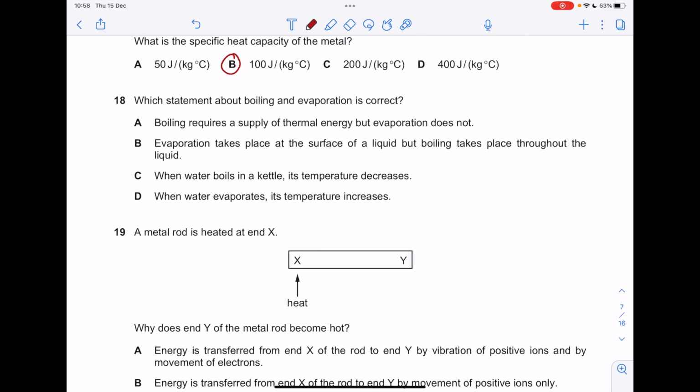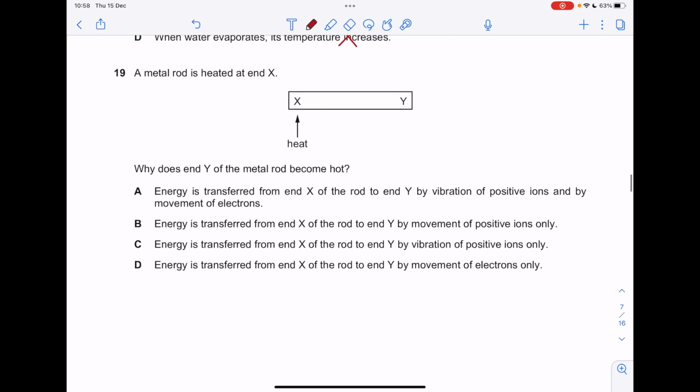Which statement about boiling and evaporation is correct? Boiling requires a supply of thermal energy, but evaporation does not. That's false. They both require a supply of thermal energy. Evaporation takes place at the surface of a liquid, but boiling takes place throughout the liquid. Yeah, that's actually the main difference between evaporation and boiling. When water boils in a kettle, its temperature decreases. That's clearly false. When water evaporates, its temperature increases. No, it decreases. The answer here is B.